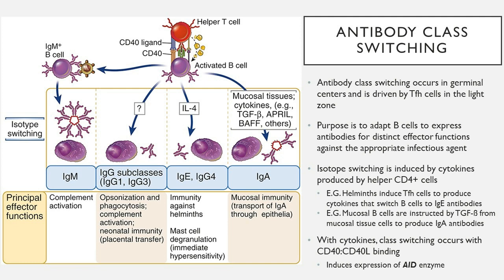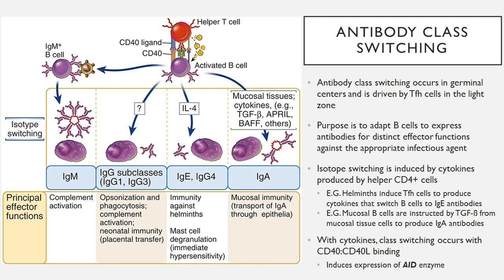Antibody class switching occurs in the germinal centers, specifically in the light zone areas, because it's driven by the follicular helper T cells. The purpose of class switching is to adapt the B cells to express whatever antibodies are required for an appropriate infectious agent or an appropriate function. And that function is always guided by whatever infectious agents are present. They somehow induce, through innate immune reactions or other mechanisms, the helper T cells to then instruct the B cells, all through cytokines, to tell them what antibodies to switch to, right?